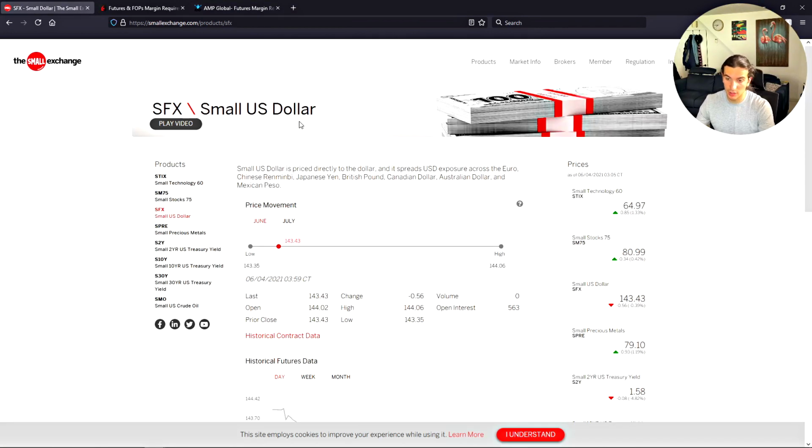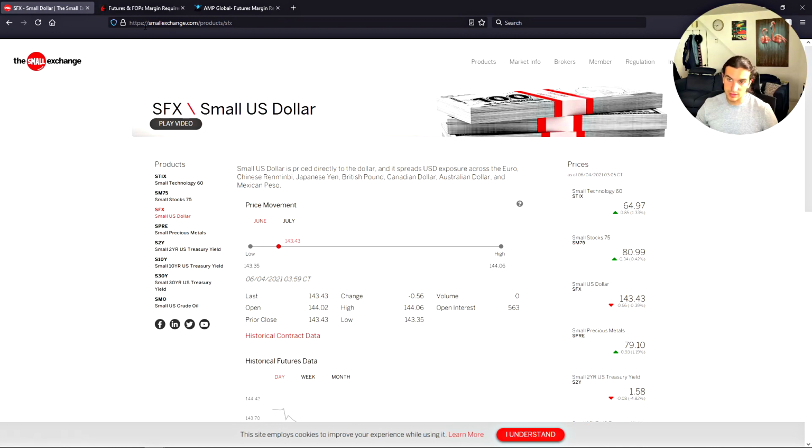Prior to the Small Exchange releasing this contract, there was no US dollar futures contract that could be considered a micro contract or a small size contract. If you want to increase your exposure to the US dollar, long or short, I would definitely consider checking out this product. Just note the Small Exchange is still relatively new.